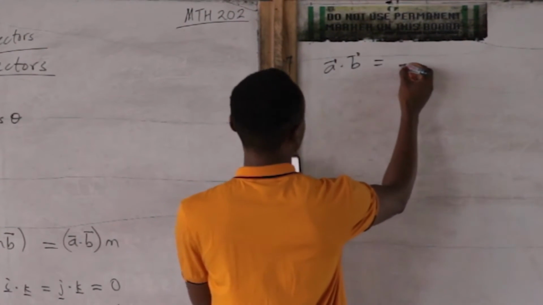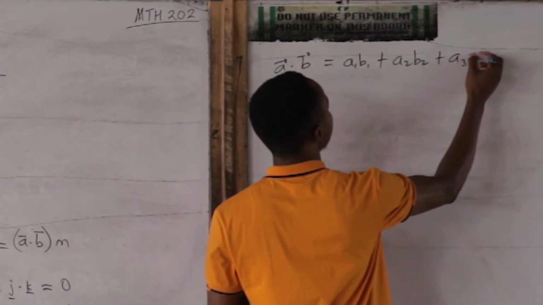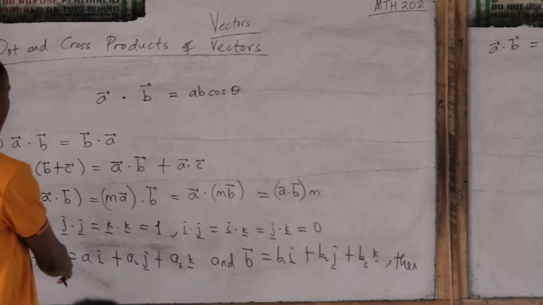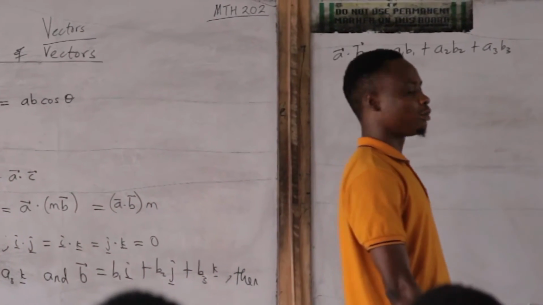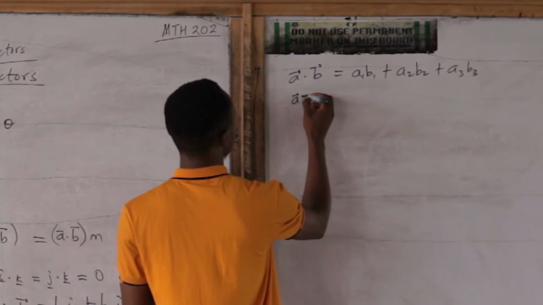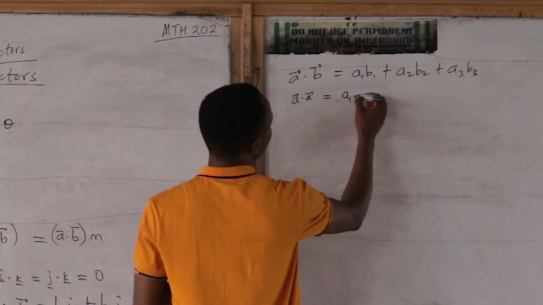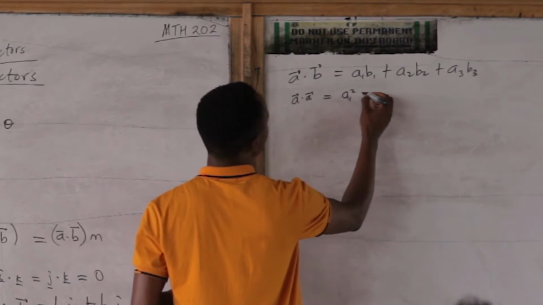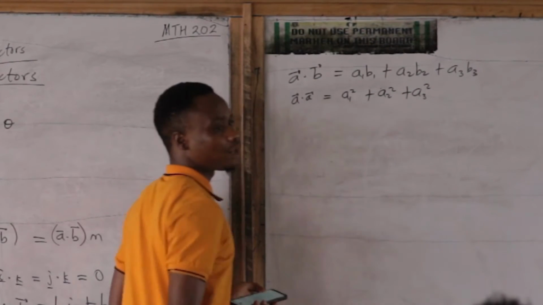So A dot B is going to be equal to A1 B1 plus A2 B2 plus A3 B3. So it simply means that we multiply their respective components. Multiply x component by x component plus y component by y component. Do you understand that? Plus z component by z component. And then if you want to get A dot A, for instance, that is going to be A1 A1 plus A2 A2 plus A3 A3. That's going to be A1 squared plus A2 squared plus A3 squared. Does that make sense to you?